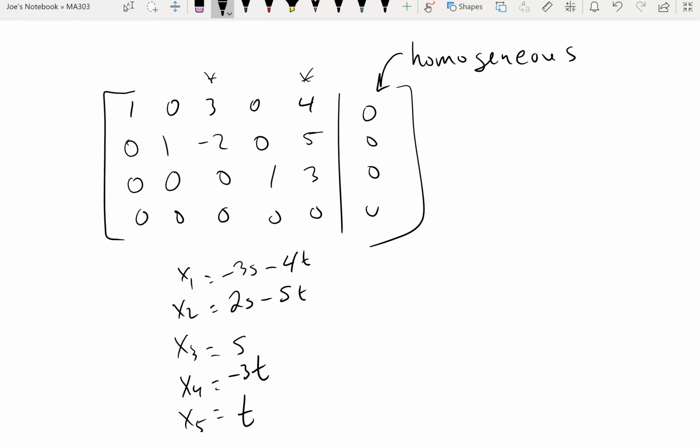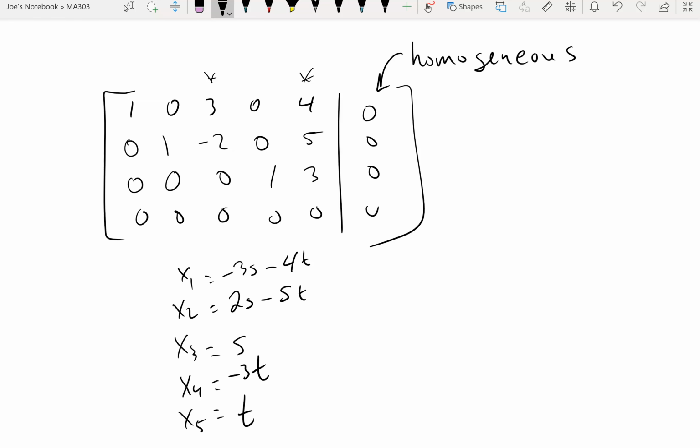Good. Remember the vertical bar is representing the equal sign, correct? So if you think about equations, you're just moving this over to the other side, right? So x4 would be -3t. x2 is 2s minus 5t. It just flips the signs around. Right?